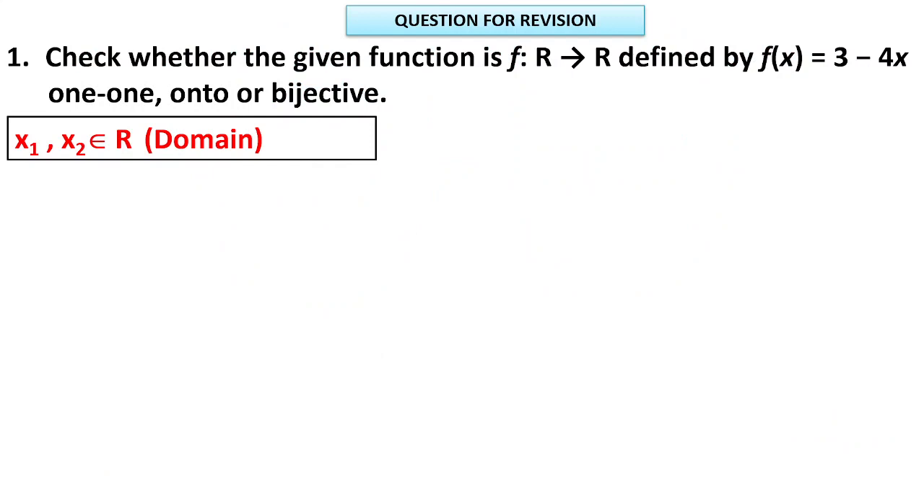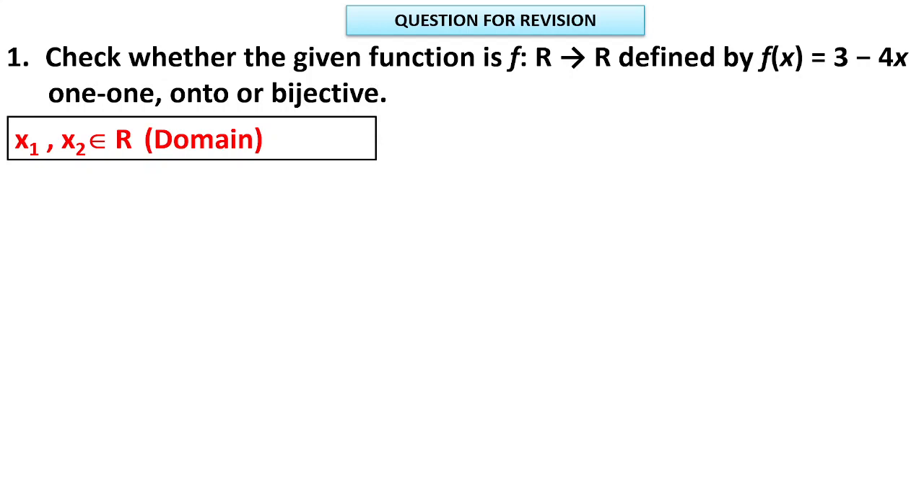Let us go to questions for revision. This is one question. f of x is equal to 3 minus 4x. Before you start the question, please identify the domain and the codomain, because they are going to decide whether the given function is 1-1 and onto. It is from real numbers to real numbers. We have to check whether it is 1-1 and onto.